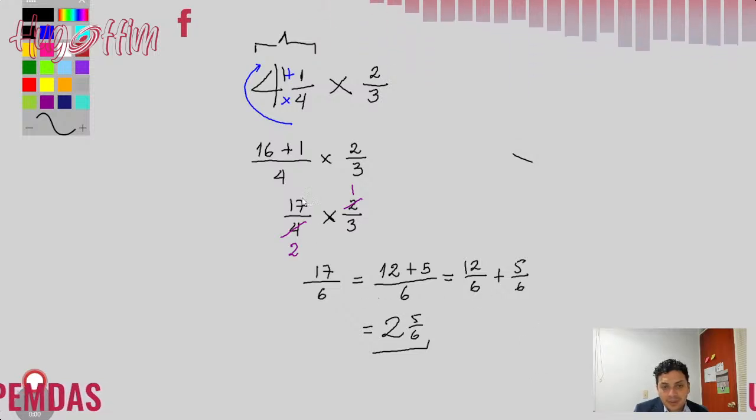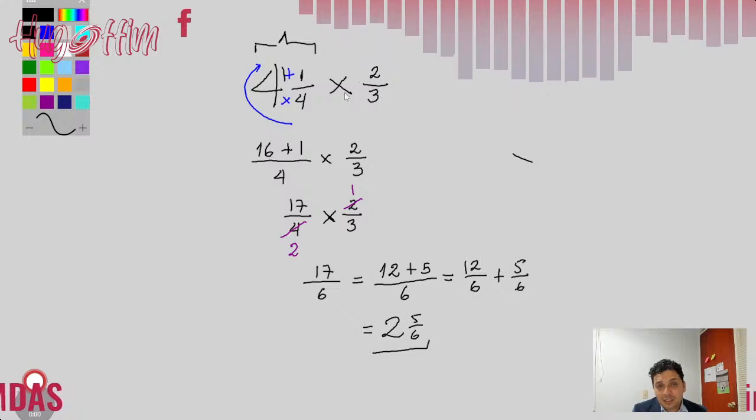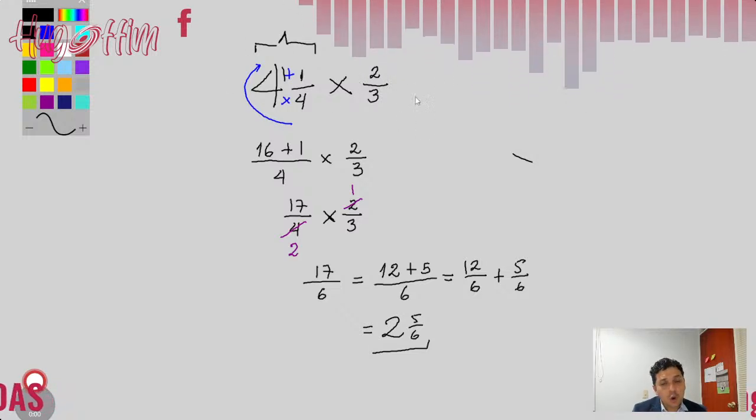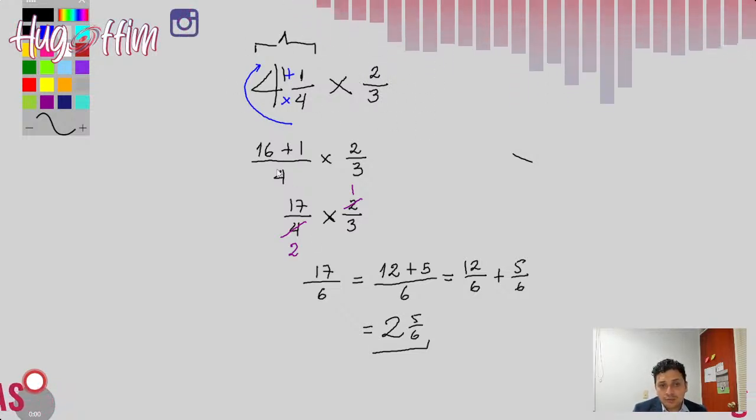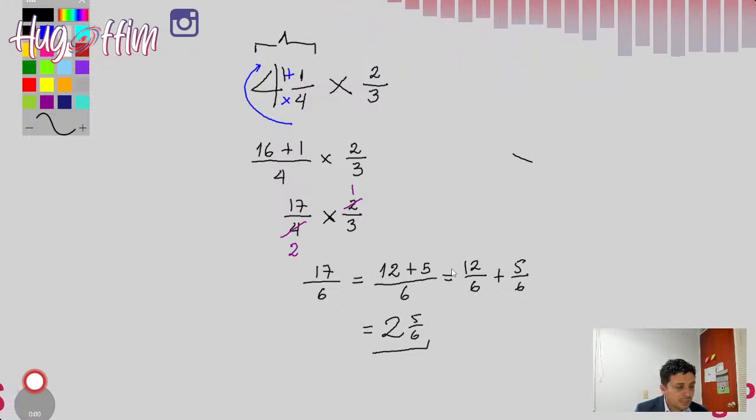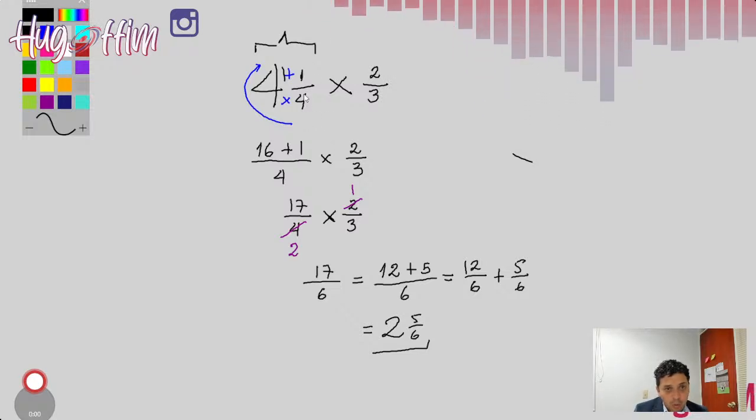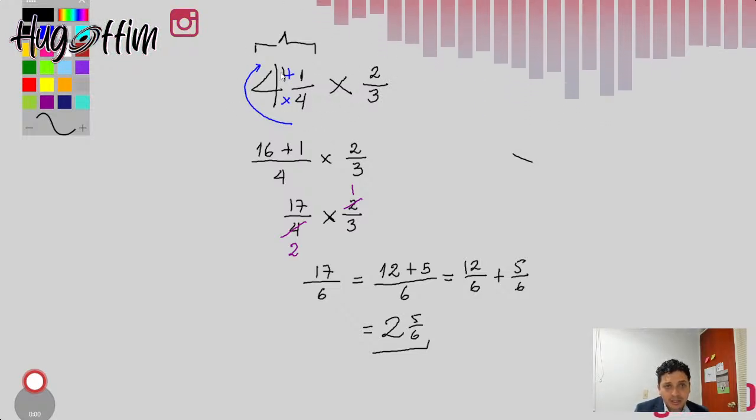Okay? This is how you multiply mixed numbers by fractions. Or if you have two mixed numbers, convert the mixed numbers into fractions and multiply them. This is the way to do it. Do not multiply fractions and multiply wholes. This is not the way to do it.